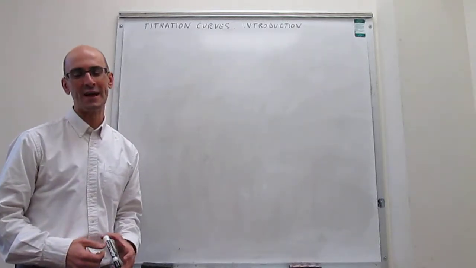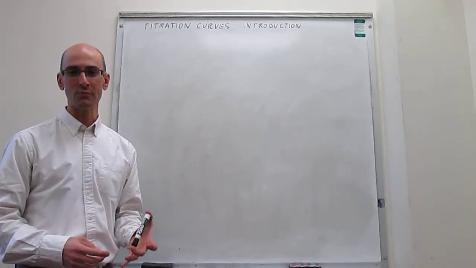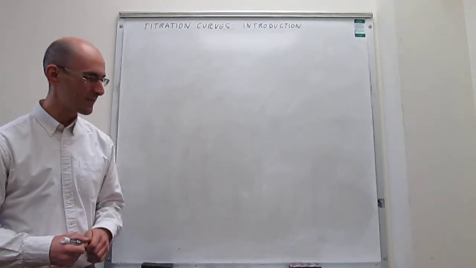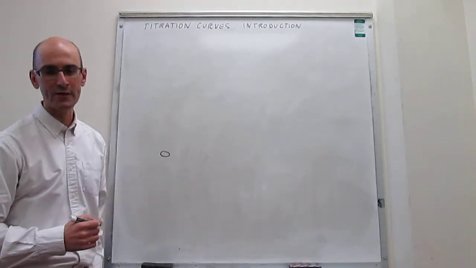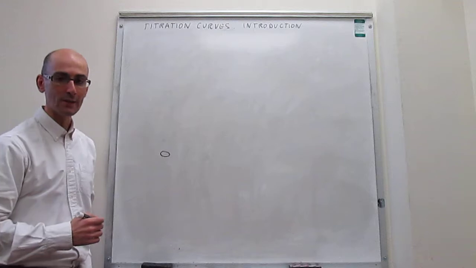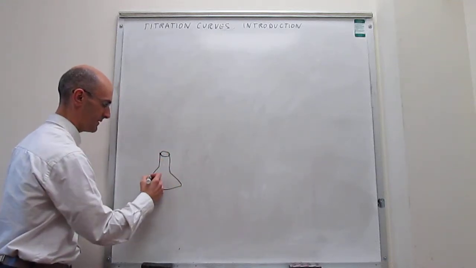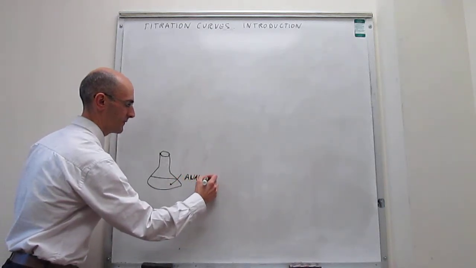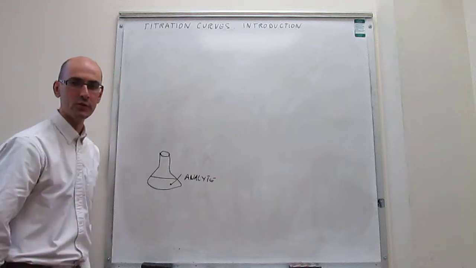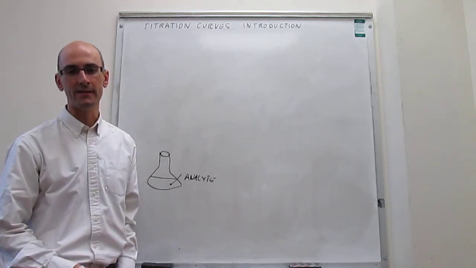This video serves as an introduction to titration curves. Alright, so let's remember what a titration is. In a titration, you're always going to have a substance that you're trying to quantify, and that is what we call the analyte. You generally put that in a flask. This is your analyte. And generally, you just want to know what is the concentration or the amount of that analyte that you have.